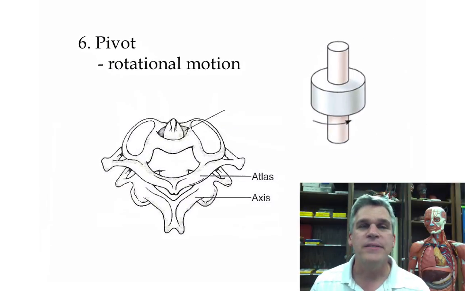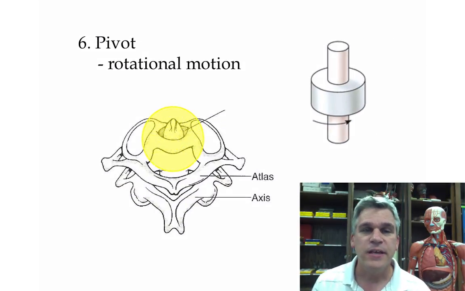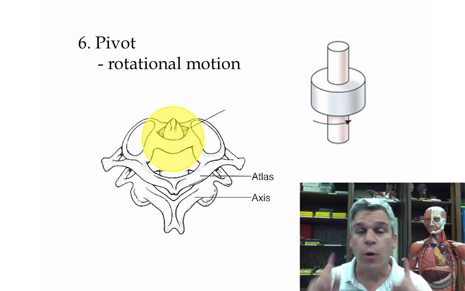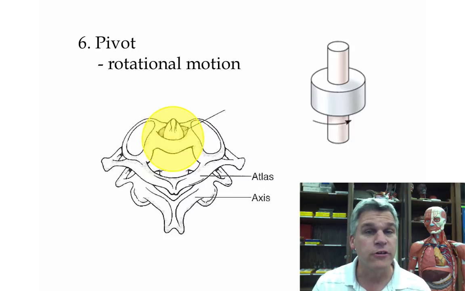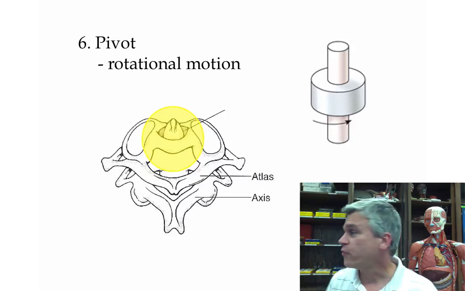And the last type is a pivot joint. So we find this in places like where the atlas and the axis is. Now remember, the atlas is what holds up our skull. The axis is what we turn our head on. So we can turn from side to side.